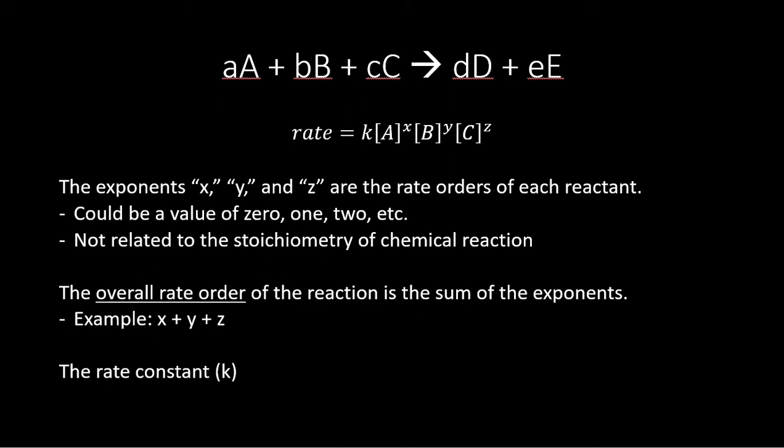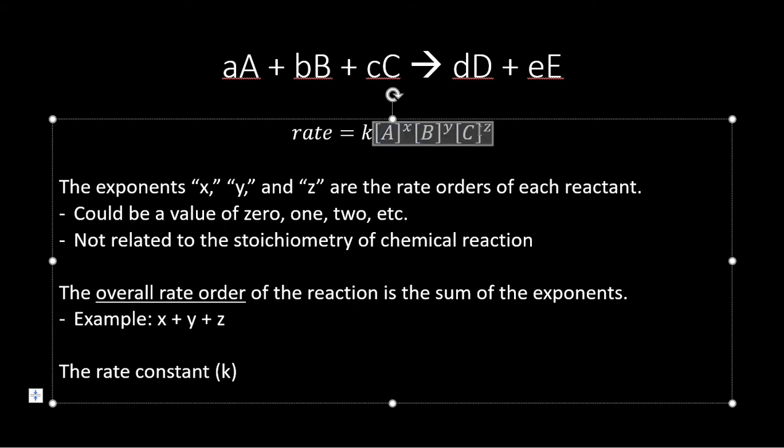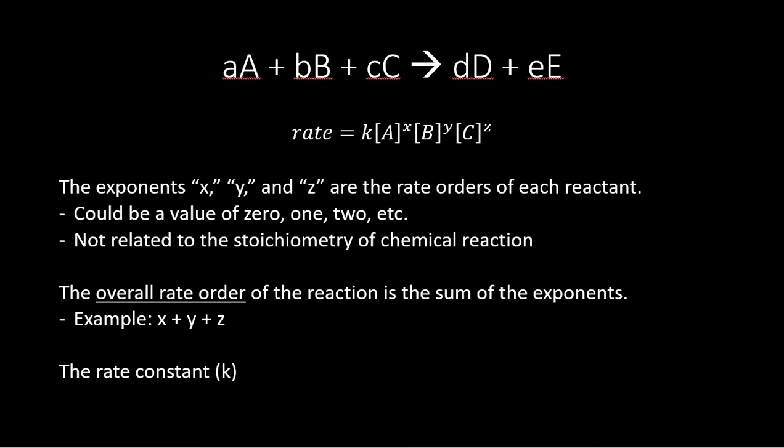Now, for each concentration of reactants, we're going to raise them to some exponent value. In this case, x, y, or z, or x and y if we only had two reactants, or just x, or whatever exponent value letter you want to use if we only had one reactant. Essentially, each reactant will have some exponent. It could be of a value of 0, 1, 2, 3, or upwards.